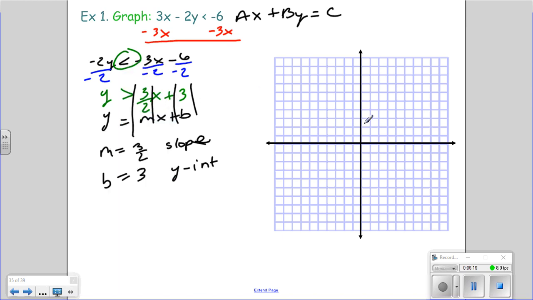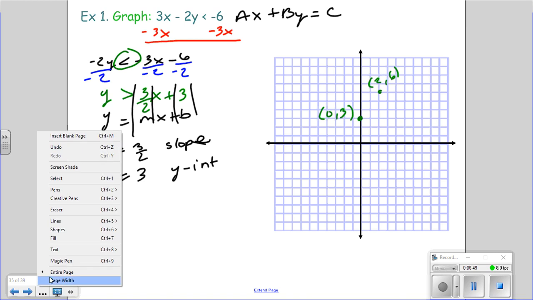So we'll plot our y-intercept, which is right here on the y-axis at positive 3. Then we'll use the slope, which is rise over run. So rise up 1, 2, 3, over run 1, 2, and plot another dot. So all we need is 2 dots. The first one was 0, 3. The second one is 2, 6. Now you draw a straight line through both dots.